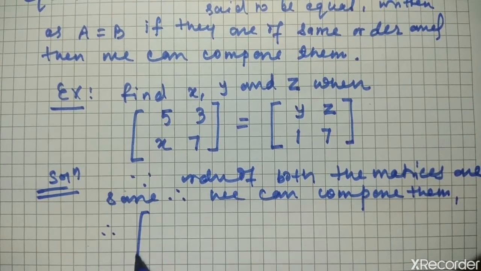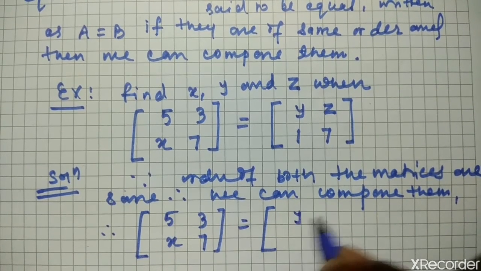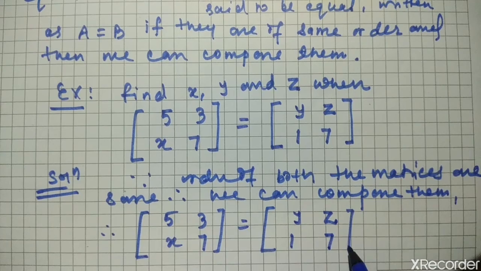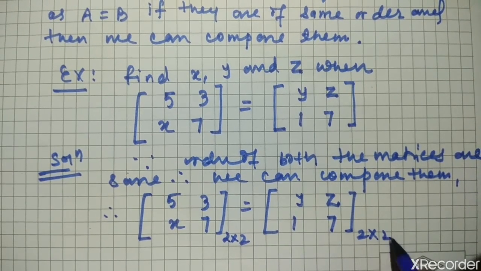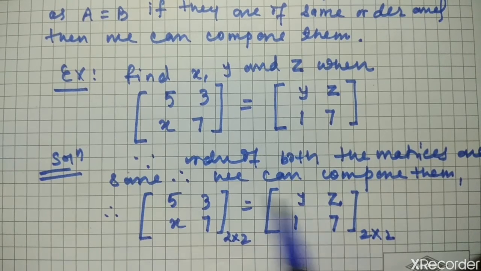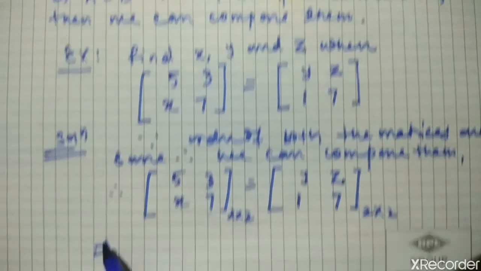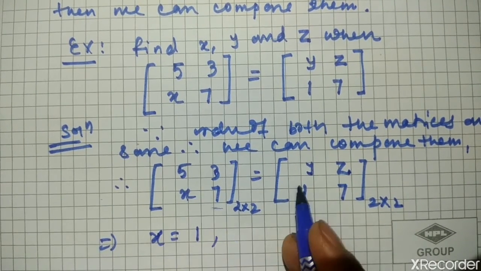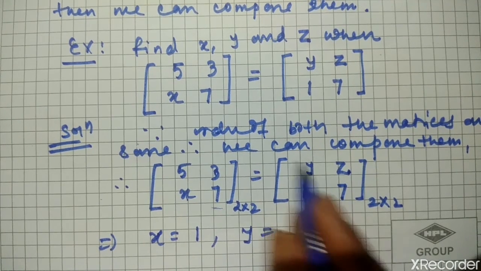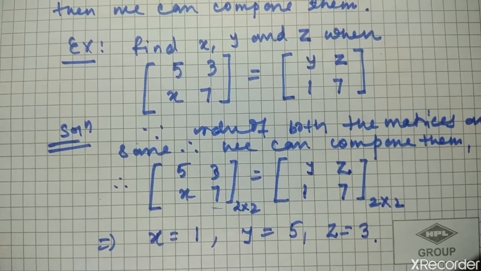Now we have 5, 3, x, 7 equals y, z, 1 and 7. Since both are of order 2 cross 2, we can say that 5 equals y, 3 equals z, x equals 1, and 7 equals 7. So this implies x equals 1, y equals 5, and z equals 3. Let us see some more examples.